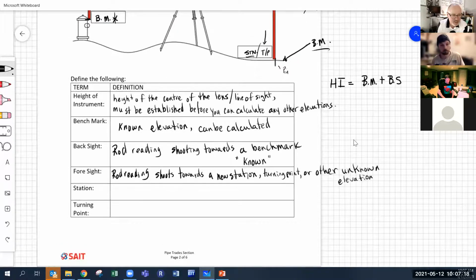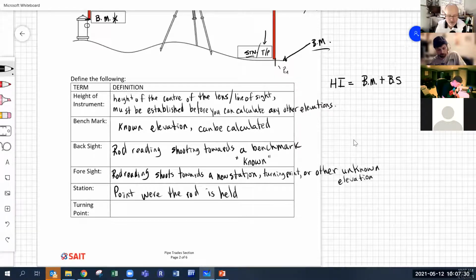The station is the point where the rod is held. Okay, that's a station. And that is where the rod is held for reading it. And then at the STN? That's the STN, yes. That's correct. And now the turning point or the TP.